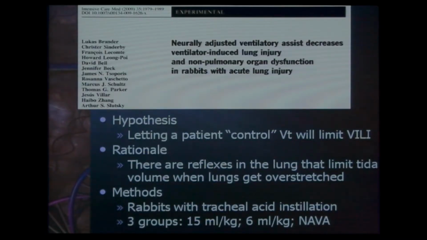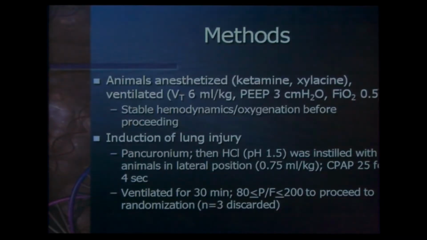So the methods we used were rabbits with tracheal acid instillation, 3 groups. Control group with a large tidal volume, we knew it caused more injury, 15 ml per kilo. 6 ml per kilo group, similar to the ARDSnet, and the NAVA group. The animals were anesthetized, ventilated. They had to have stable hemodynamics and oxygenation before proceeding, and then the animals were randomized.